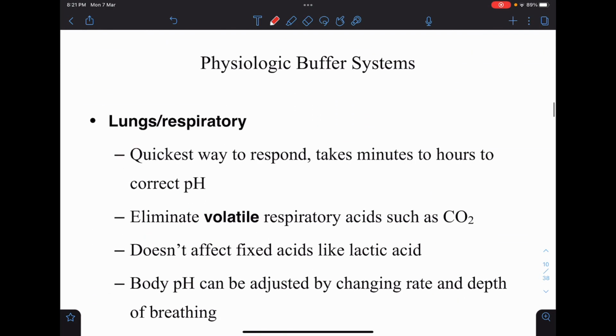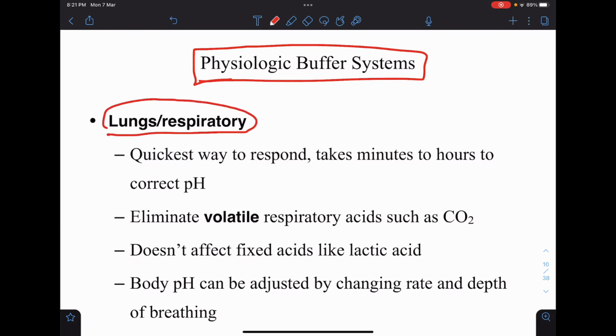Now, basically in this class, we are going to talk about the physiological buffer system and how it functions. Physiological buffer systems include respiratory mechanisms and renal mechanisms. Respiratory mechanisms, or the lungs, are the quickest way to respond. They take minutes to hours to correct the pH. This is the fastest responding physiological buffer, which tries to correct the pH within minutes to hours.